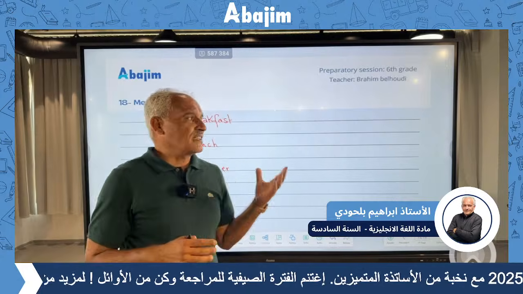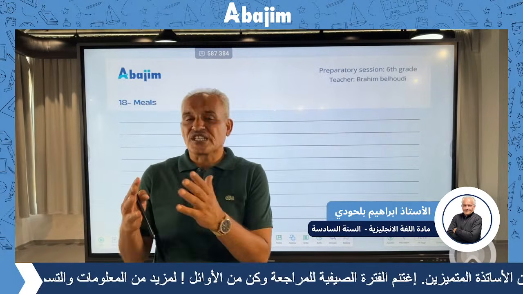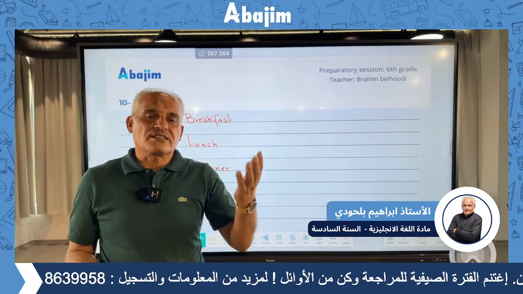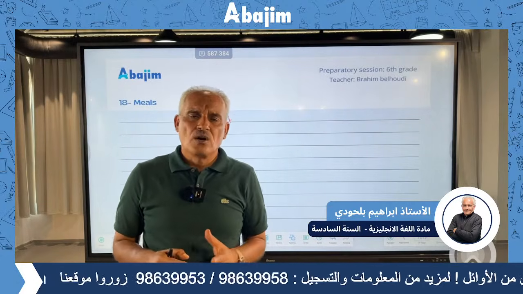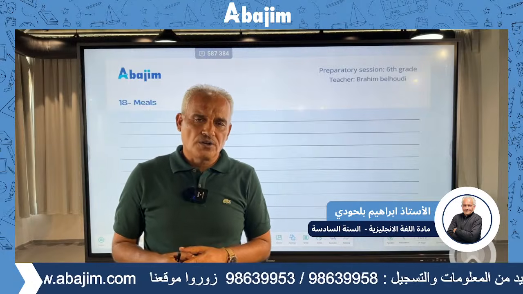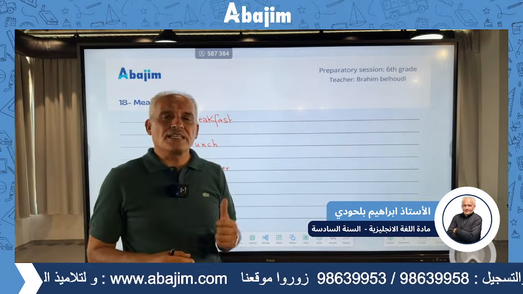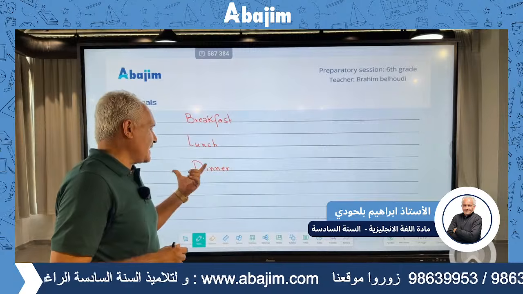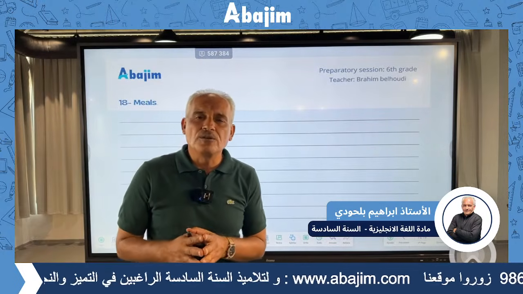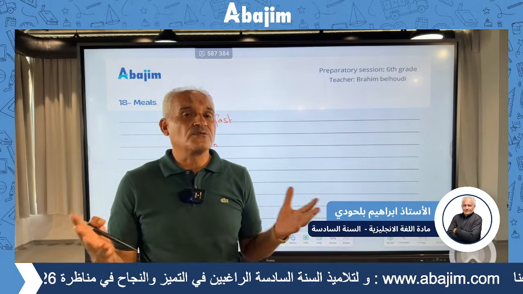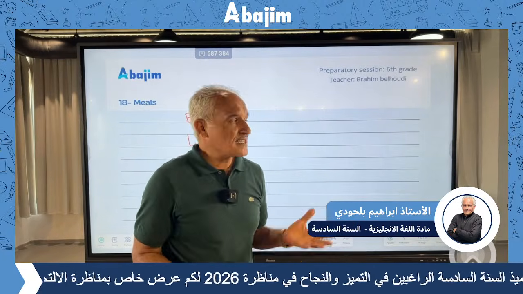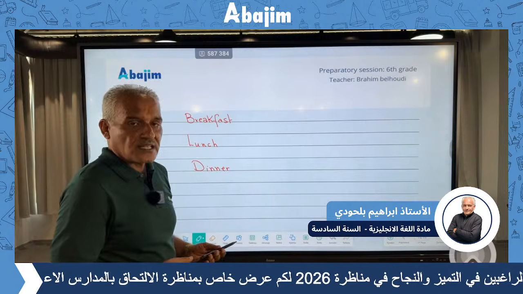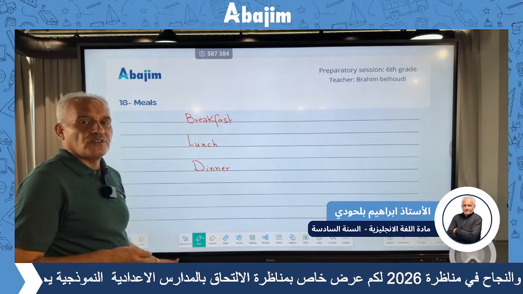Meal number 2, lunch. When do people generally have lunch? People generally have lunch at midday or in the afternoon, okay, at 1 p.m. or so, okay? Lunch, it is meal number 2. Then dinner. When do people have dinner? People generally have dinner in the evening or sometimes at night. This is all about the 3 meals people have a day.